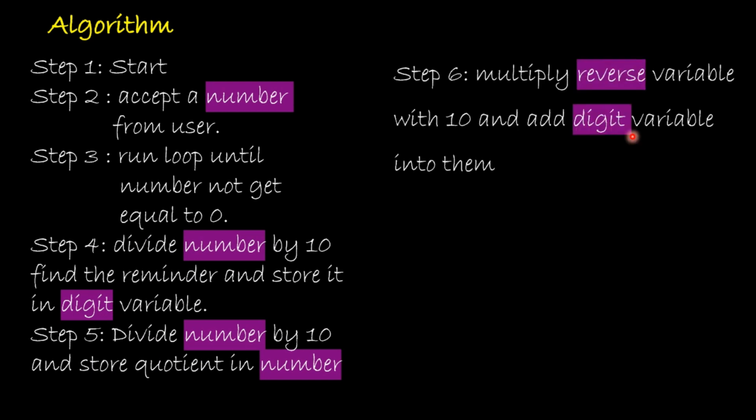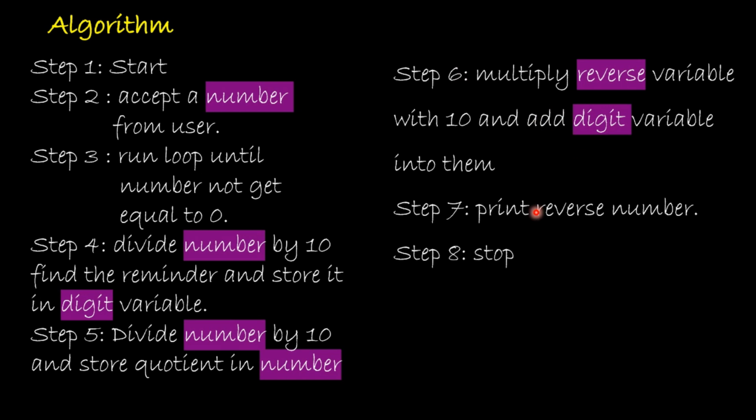Okay, and the sixth step is to multiply the reverse variable with 10 and add the digit variable to it. Okay, and the last step is to print the reverse number and then we will stop the program.